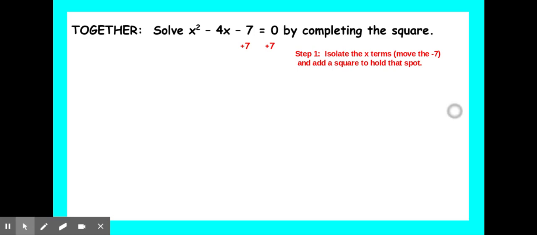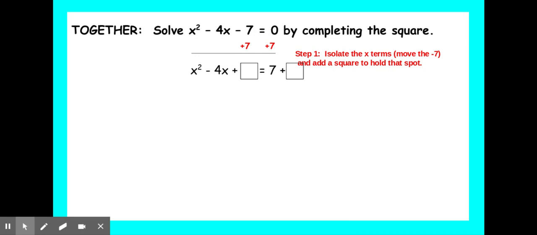We got to get it over there. Then we're going to put a square in to hold its spot. So that spot where it was, we're going to put a square there. But I'm also going to put a square on the other side because what we're going to eventually do is manipulate this equation. But whatever you do to one side, you have to do the other. So it just reminds you that you have to do two things to both sides of the equation. So this is a really fancy way of solving a quadratic.